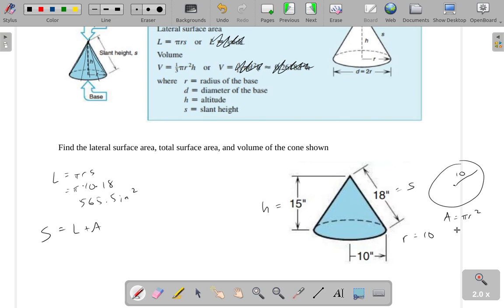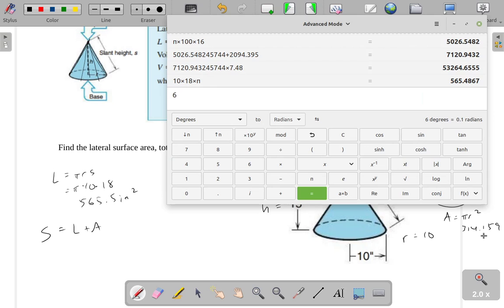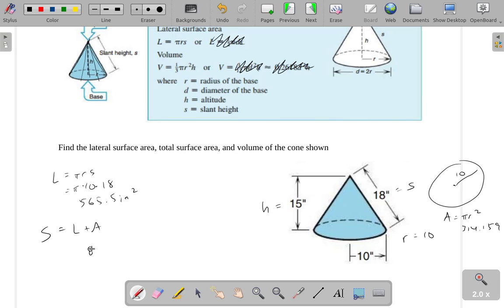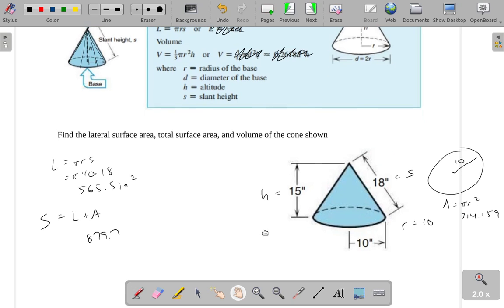So in this case, pi times 100, which is 314.159. So for the total surface area, this would be the 565.5 plus 314.159. Add those together, we get approximately 879.7, rounding to the tenths place. That would be our total surface area.